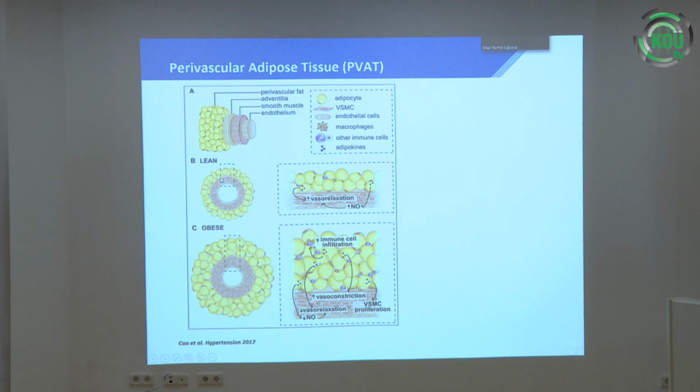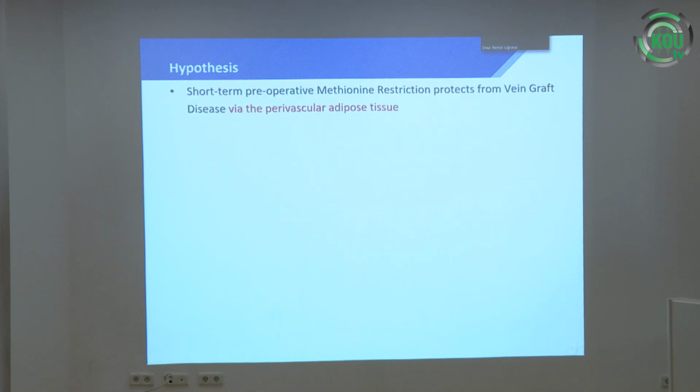Whereas in lean patients, for example, it can have vasoprotective effects, but in obese patients where we have this dysfunctional PVAT, it can actually exacerbate cardiovascular disease. And we thought, well, maybe through dietary restriction, we get a transition from this dysfunctional PVAT into functional PVAT, which might explain the effects that we saw. So we adjusted our hypothesis and now added the PVAT component to it.